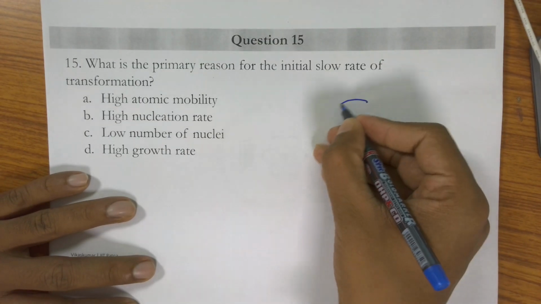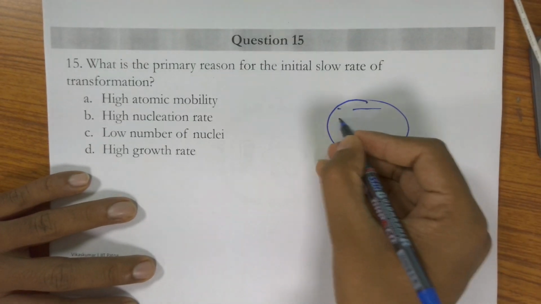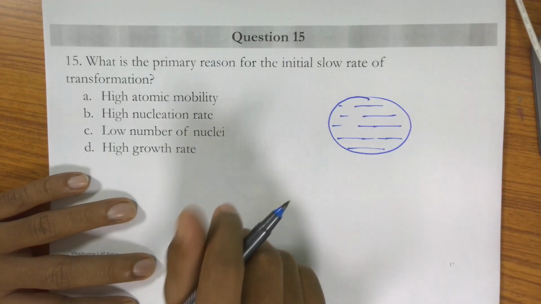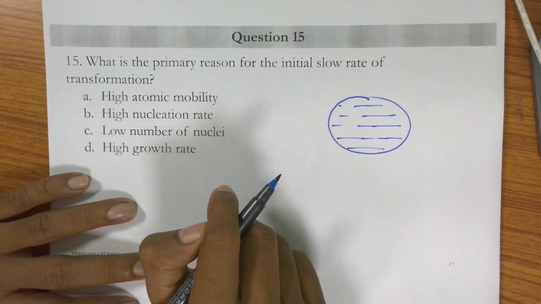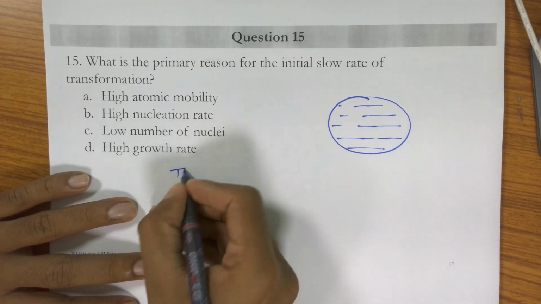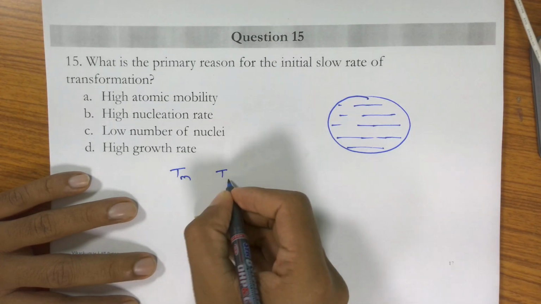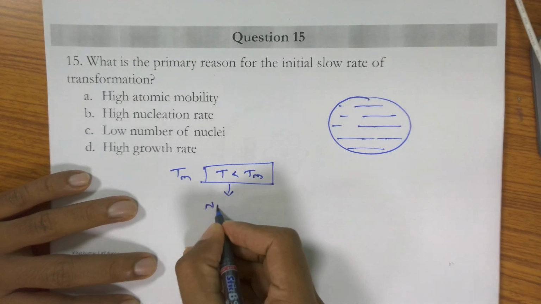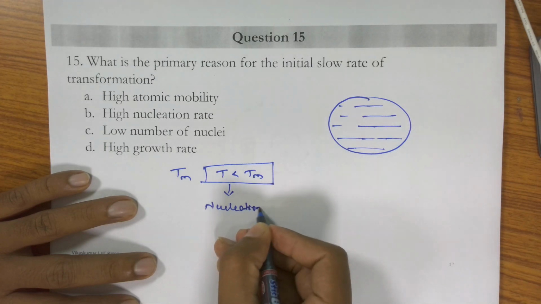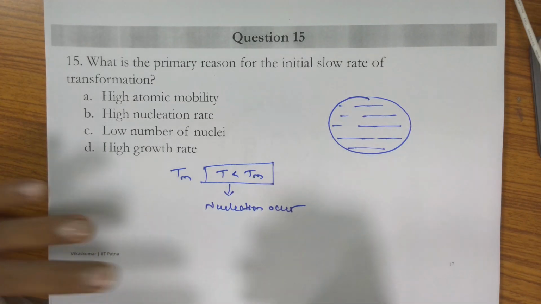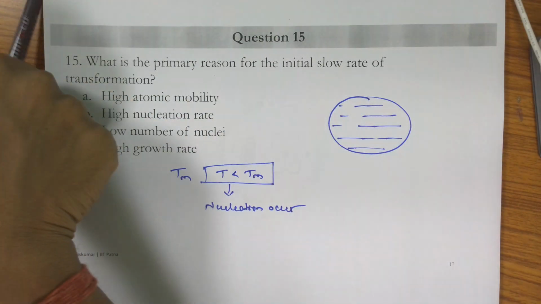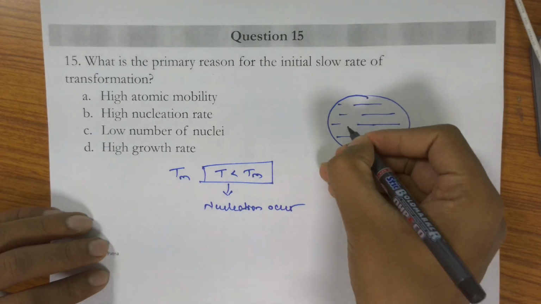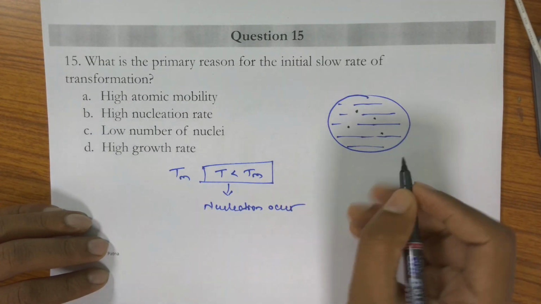Let's say I'm having the liquid. Now, initially, the driving force for the nucleation to occur will be low, because right now the temperature is Tm, the melting point. If the temperature is decreased a little bit with respect to the melting point, then the nucleation will occur. And when this nucleation occurs, then only the transformation will begin.